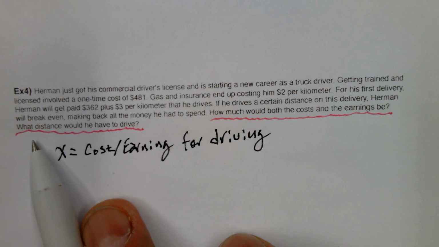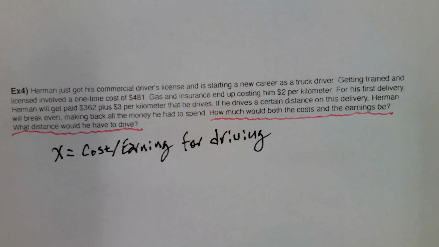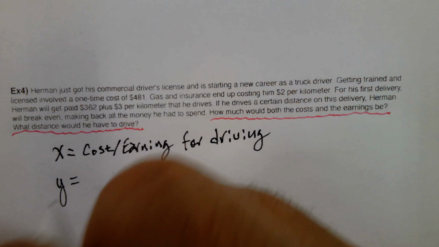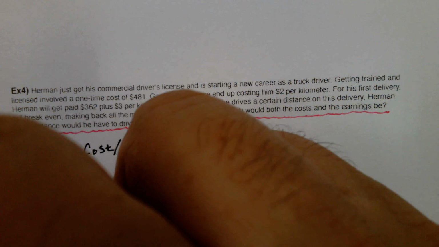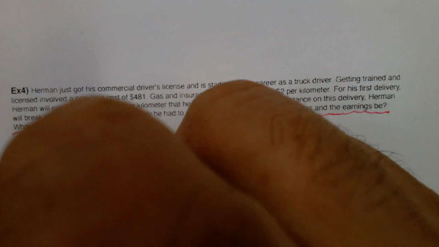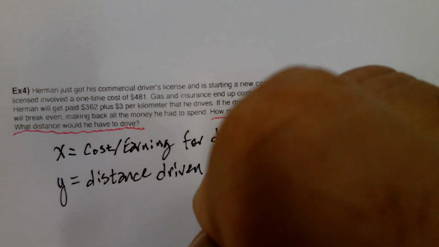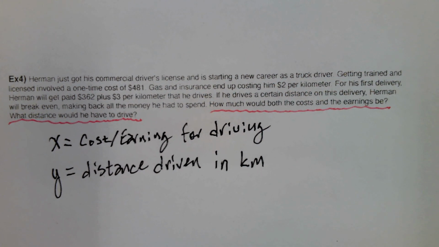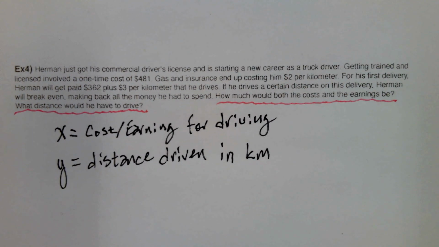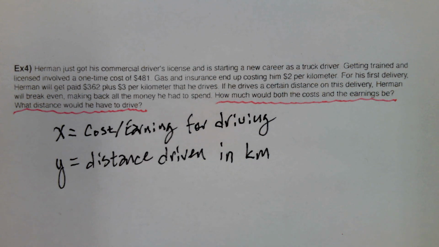Then it says, what distance would he have to drive? That's going to be Y. Y is the distance driven, and I'm going to put in kilometers, because since I'm American, I'm always thinking miles, but we're doing this in kilometers. All right. So one variable deals with money. The other variable deals with distance. Okay. Here we go.